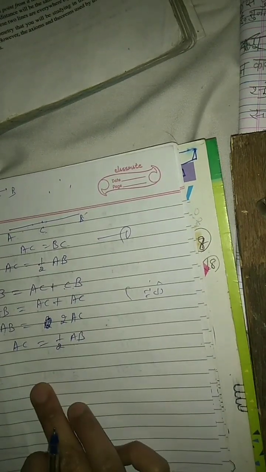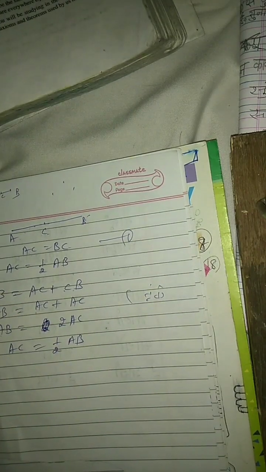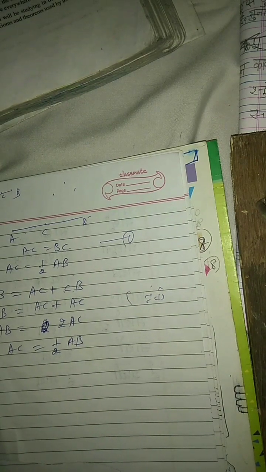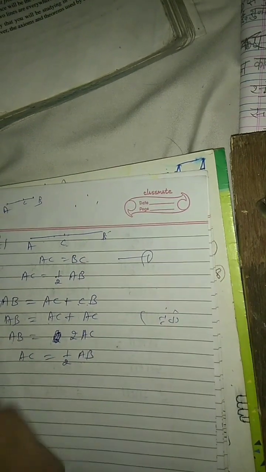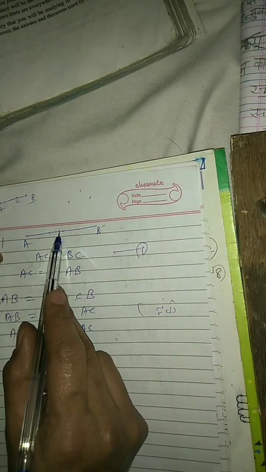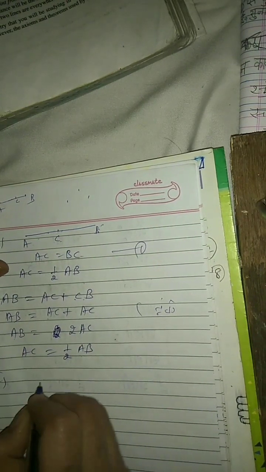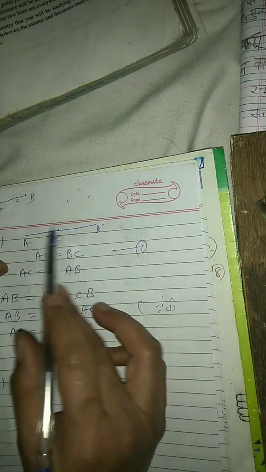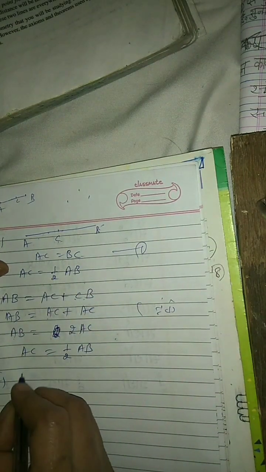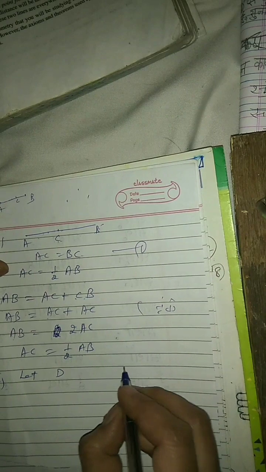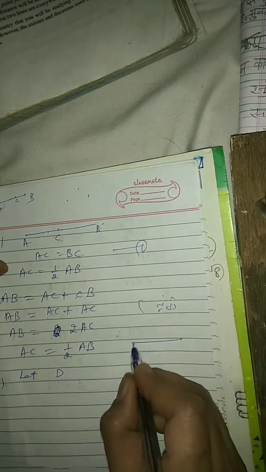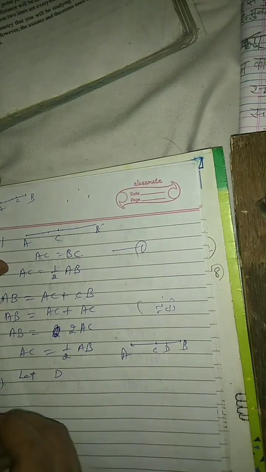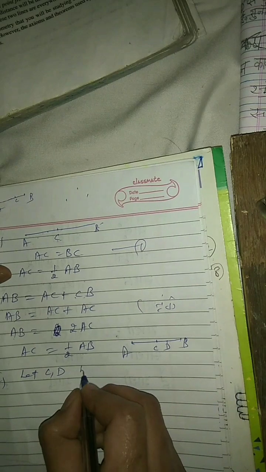Question 5. In question 4, the point C is called the midpoint of the line AB. Then prove that every line segment has only one midpoint. They are saying that in question 4, C is the midpoint. Now we have to prove that every line segment has only one midpoint. So I will say let D be another midpoint. Let C, D be two midpoints.